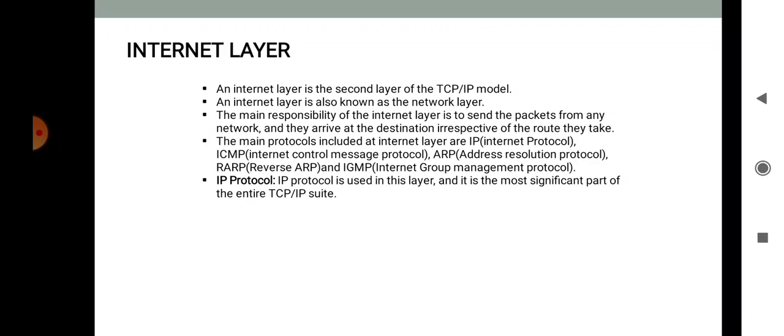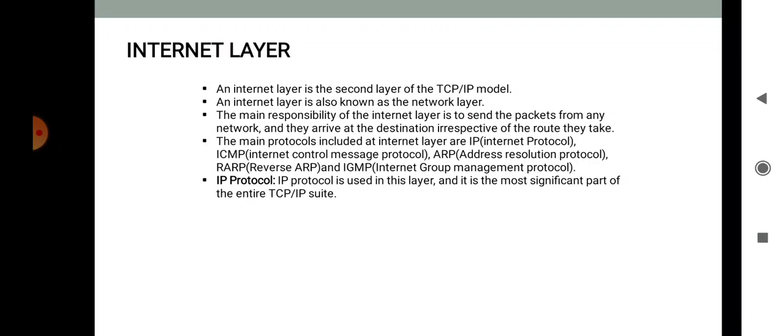Then the IP protocol. The IP protocol is used in this layer and it is the most significant part of the entire TCP/IP suite. IP provides barebone transmission functions that free the users to add only those facilities necessary for a given application, and thereby allows maximum efficiency.